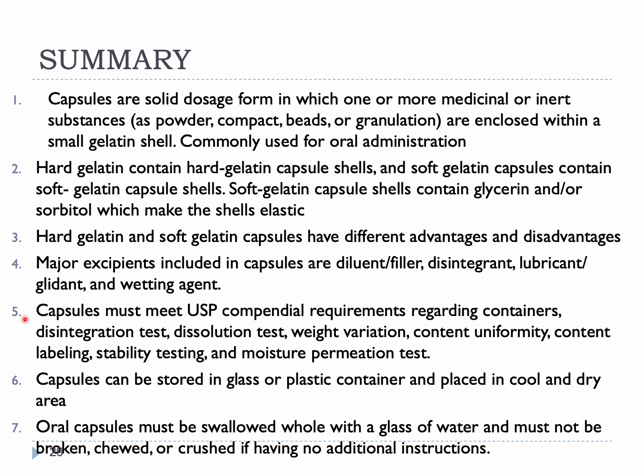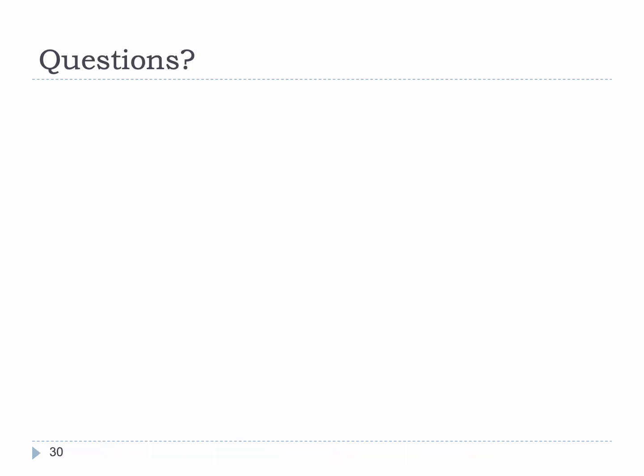Capsules must meet USP compendial requirements regarding containers, disintegration test, dissolution test, weight variation, content uniformity, content labeling, stability testing, and moisture permeation test. Capsules can be stored in glass or plastic containers and placed in a cool and dry area. Oral capsules must be swallowed whole with a glass of water and must not be broken, chewed, or crushed if there are no additional instructions. That's all for today's lecture.